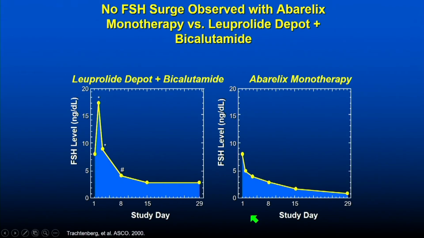It declines really from day one. And here are some data that we did with the initial GnRH antagonist Abarelix, looking at a combination of leuprolide plus bicalutamide, looking at FSH levels in men with prostate cancer. And you can see the increased peak, then a decline. In contrast, a GnRH antagonist such as Abarelix, and these data are virtually identical for Degarelix, causes an immediate decline in FSH therapy.